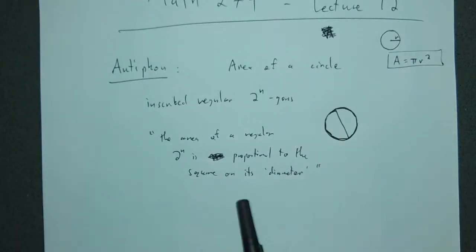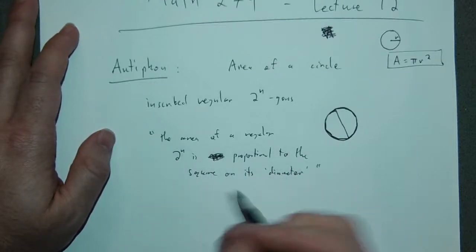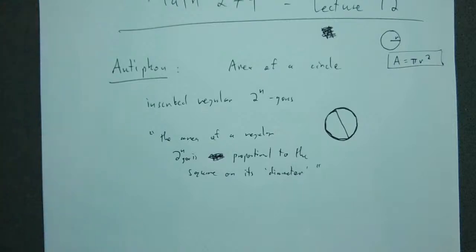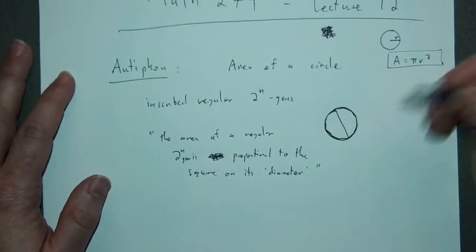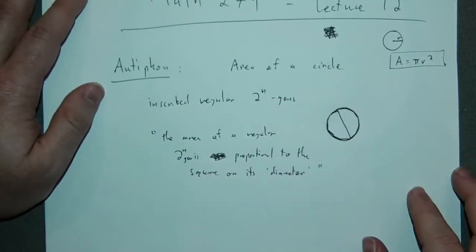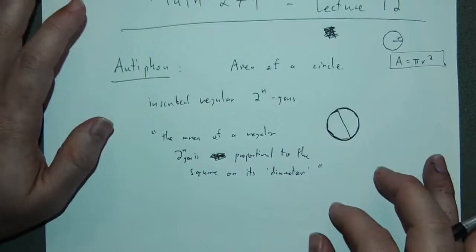Right, so diameter we define for a circle, but the diameter of a regular 2 to the n-gon is connecting opposite vertices, right? So if we connect opposite vertices, we get the diameter of the circle. So the idea is to have some really, really big 2 to the n-gon that's inscribed inside a circle. So it's taking up almost all of the area, right?